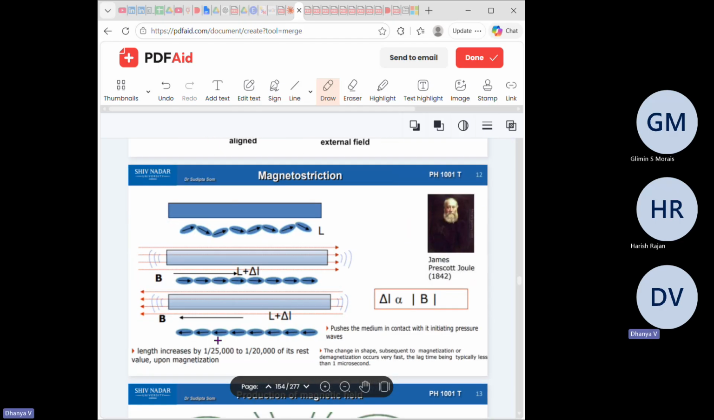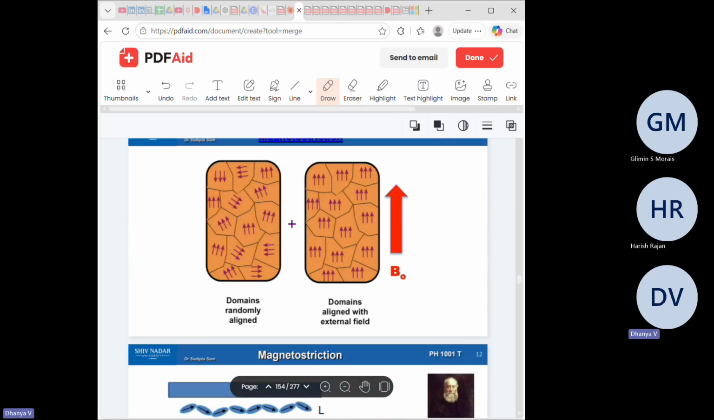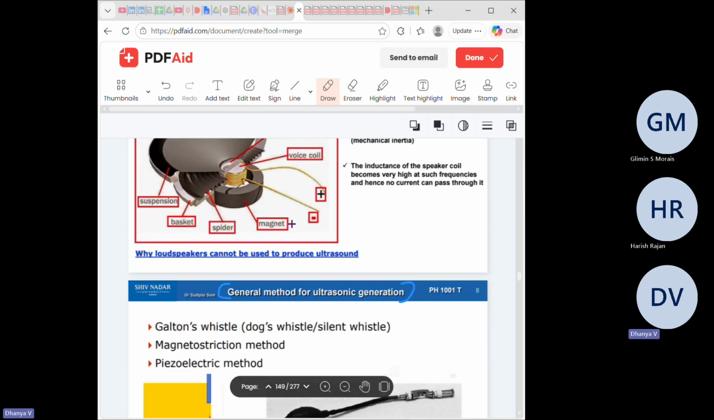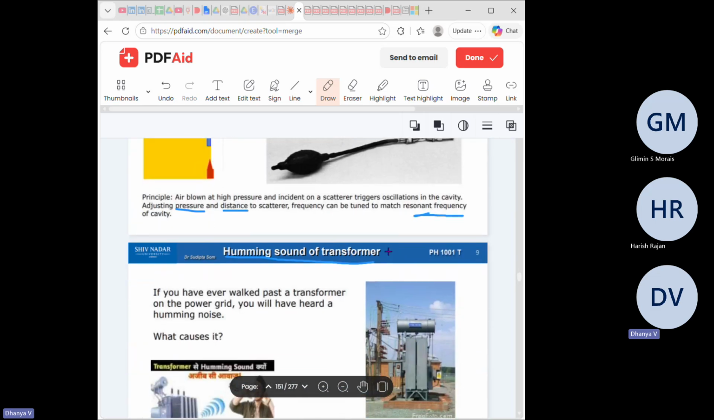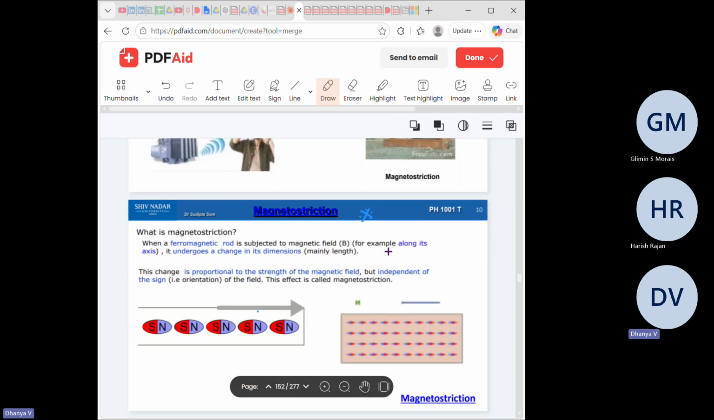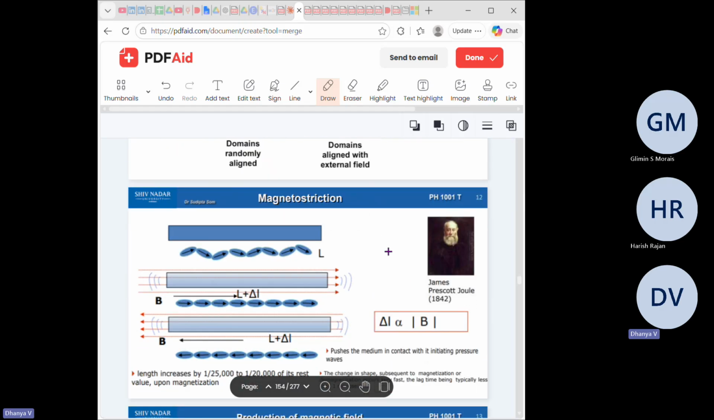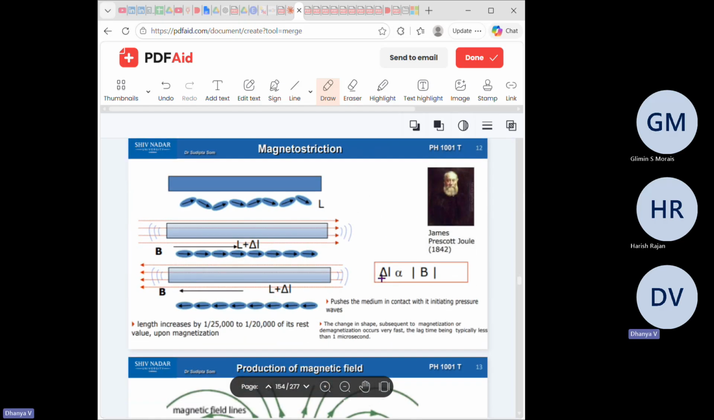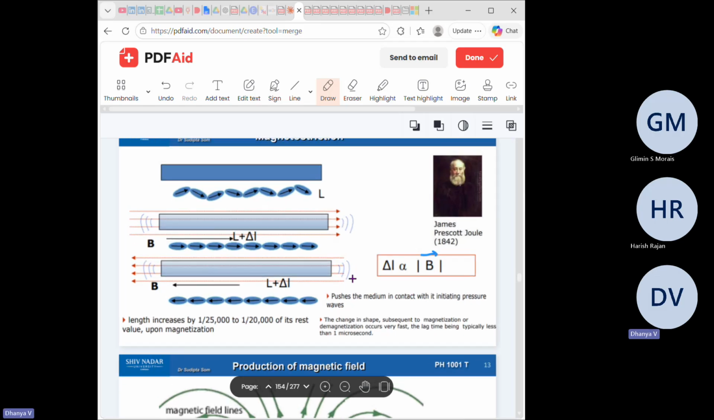Magnetostriction is one of the applications for generating ultrasonic waves, and it involves some amount of magnetic field. So what are you doing? You have a ferromagnet, it's subjected to a magnetic field, and your length expands. As I told you, your change in length is proportional to the strength of your magnetic field. B is your magnetic field.